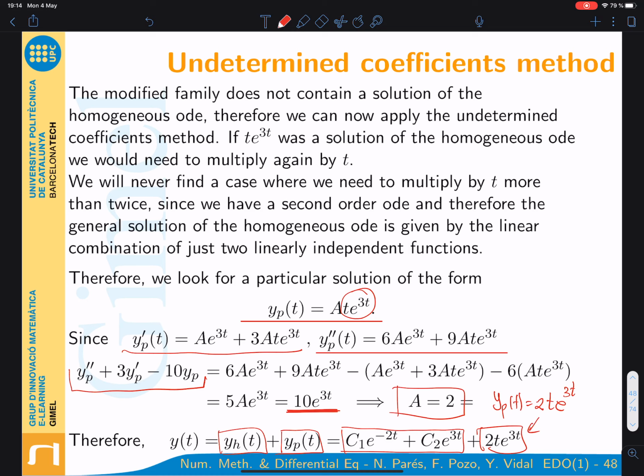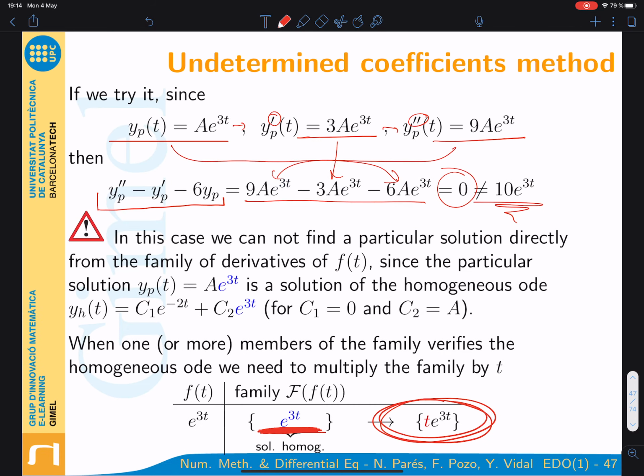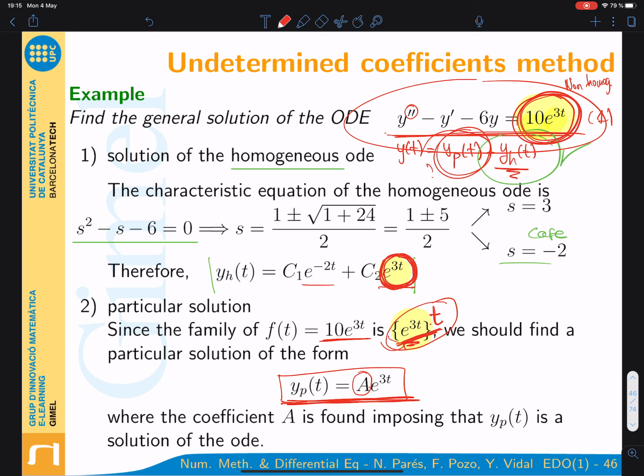This example is the worst case. It is when the f of t that appears here has a finite family of derivatives, and when we write the basis here, it happens that some functions in the basis are already solutions of the homogeneous. Of course, it doesn't make any sense to try to find that it is also a solution of the non-homogeneous. So in that case, we will multiply by t.